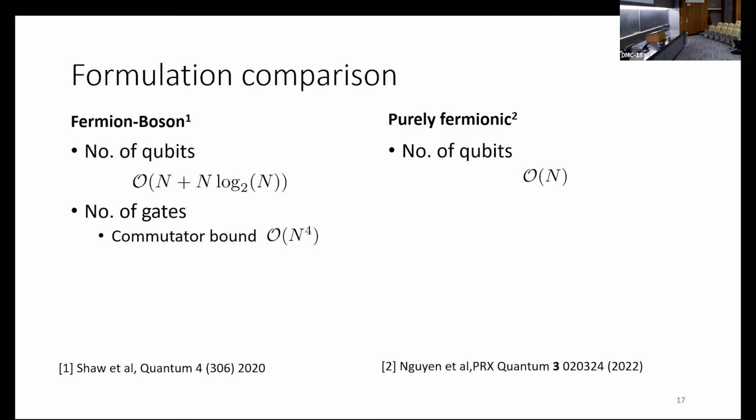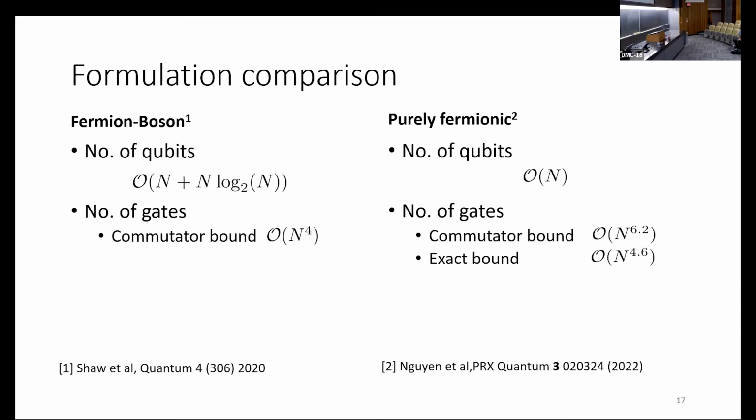So we have fewer qubits, and for the number of gates, we do some calculation using the commutator bound with just the triangle inequality and so on. You get this n to the 6.2. This is what you kind of expect, because you have this long range interaction, and you add n squared gates into them, and then if you use Andrew Chi's theory of Trotter errors, you cut it down a little bit.